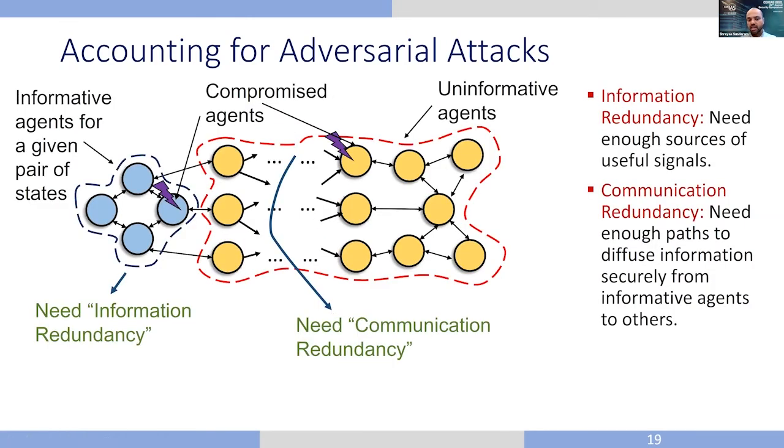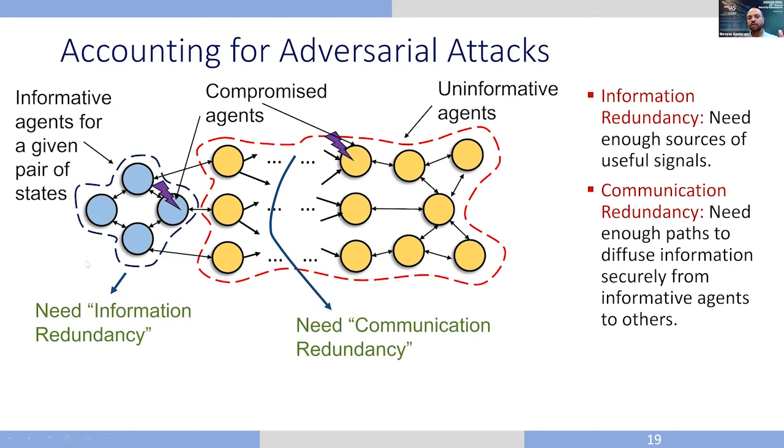So when we have bad guys in the network, there are actually two kinds of redundancy that we need in the system. First, remember that we're trying to distinguish between pairs of states, and we need agents that can distinguish between each pair of states. If the bad guys compromise all of the agents that can distinguish between a certain pair of states, there's no hope of the other agents being able to distinguish between them, because everybody whose sensors are able to tell those states apart has been compromised. So essentially, you need information redundancy.